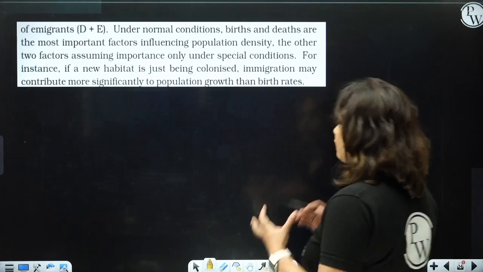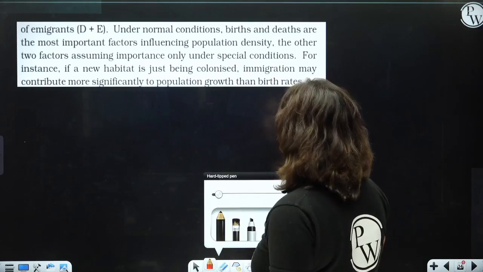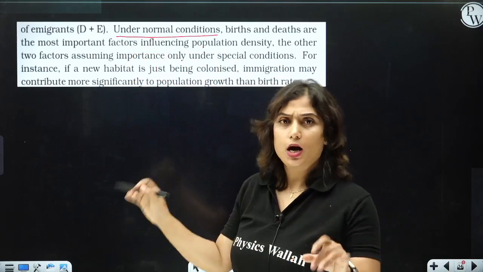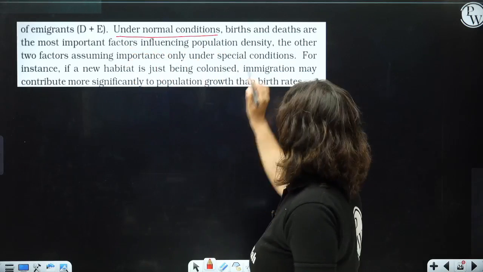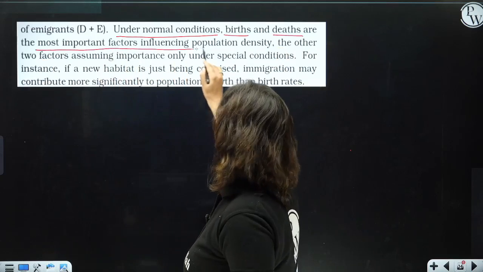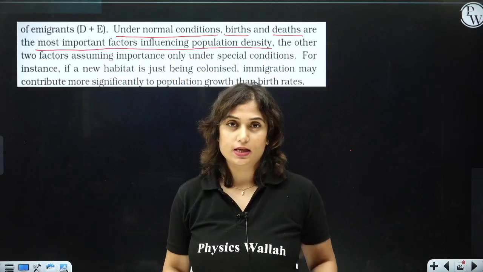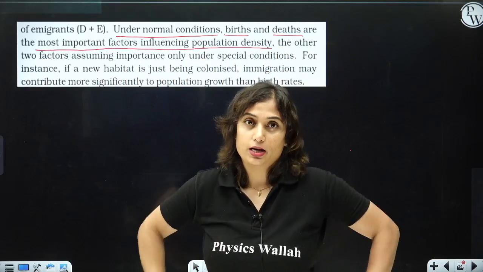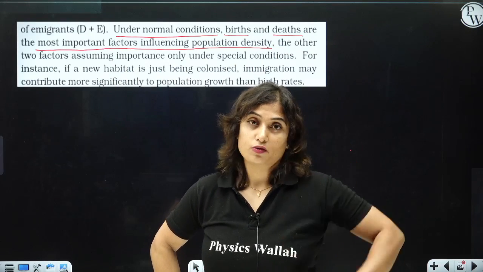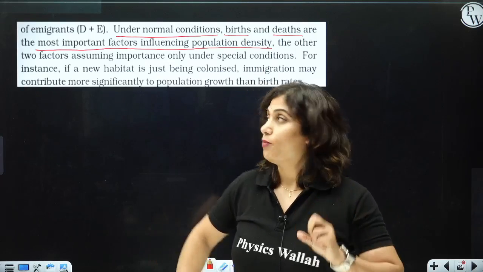Now there are beautiful lines from NCERT which are important. It is saying that under normal conditions, birth and death are the most important factors influencing population density. If I am talking about the normal habitat, the normal conditions, then birth rate and death rate are two important factors that control the population density.